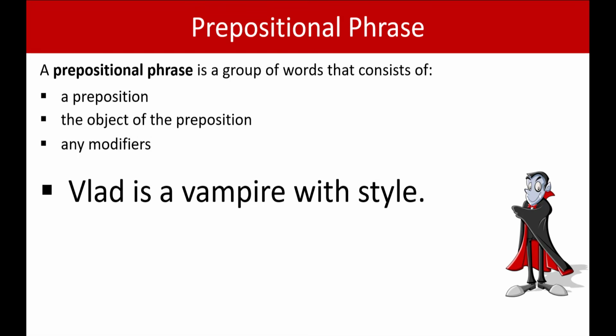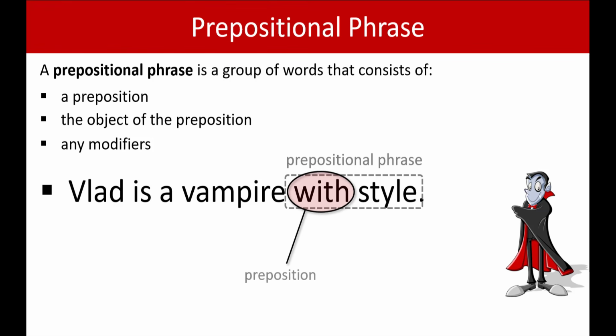Vlad is a vampire with style. With style is the prepositional phrase. With is a preposition, and style is the object of the preposition. In this example, there are no modifiers. We will do modifiers later. So look at this again. Our prepositional phrase has a preposition and the object of the preposition.